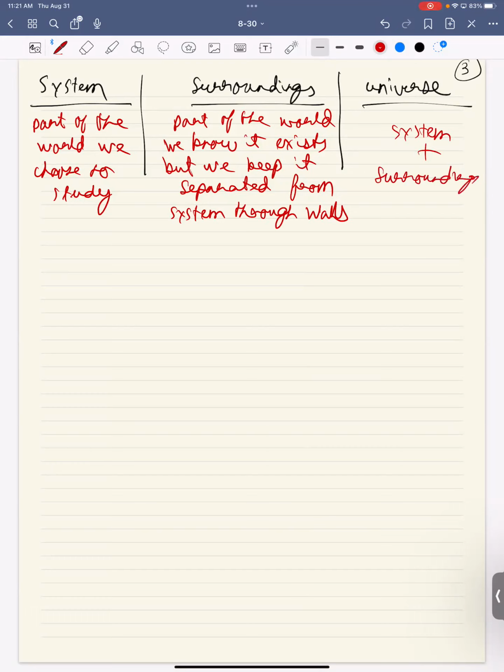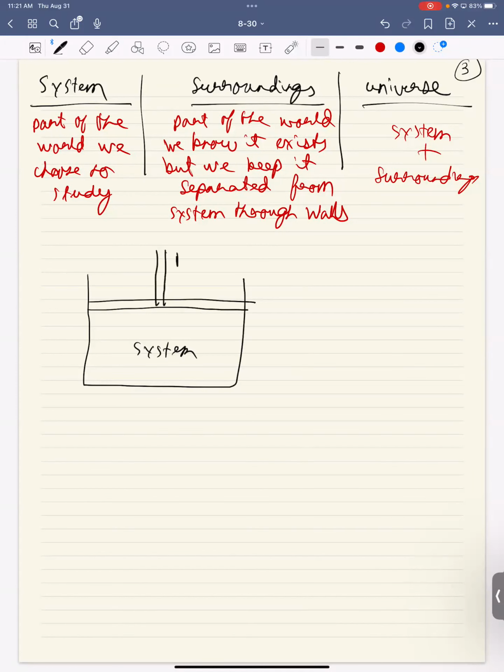So nothing exists outside it. We don't even know if it exists. We assume there is nothing. So for example, you could have a cylinder in which you have this system, maybe made up of some gas molecules, and you are using a piston to apply some pressure on these gas molecules. You are compressing it like that. We will use these piston type examples a lot, even though we really don't use them.